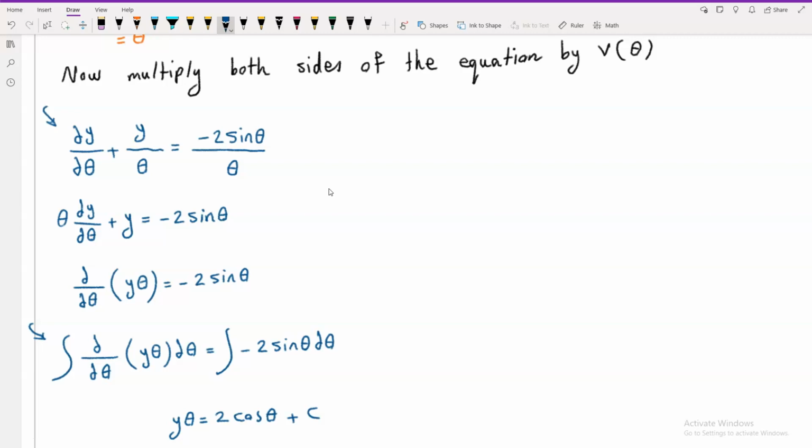Now solve the resulting equation for c using the initial value condition. And so what we have for y of pi over 2, that was equal to 1. This is what was given. So substitute y equal to 1 and theta equal to pi over 2.